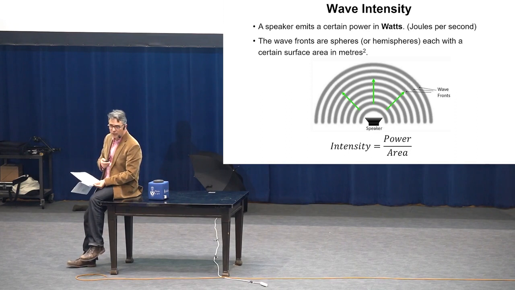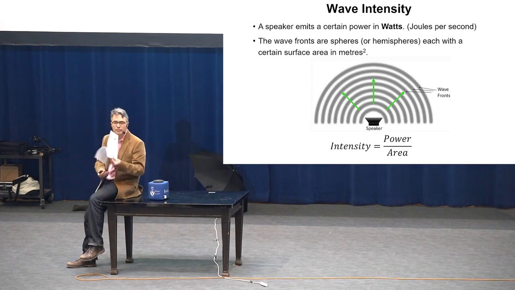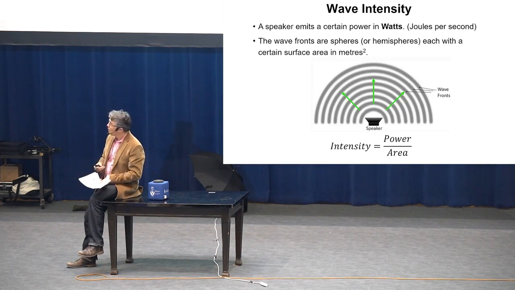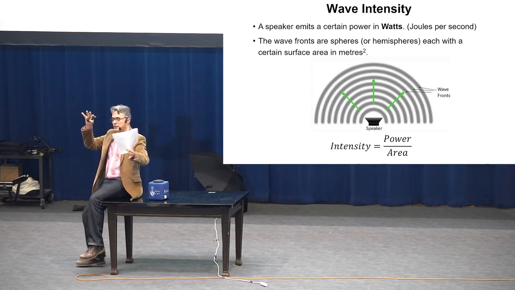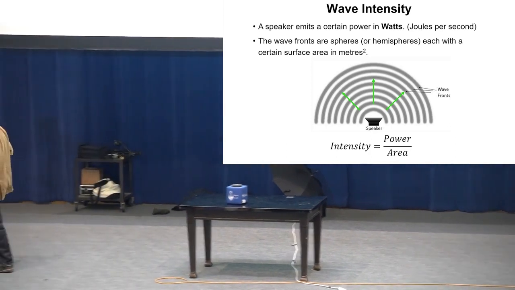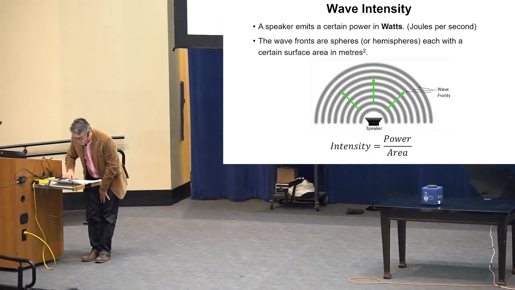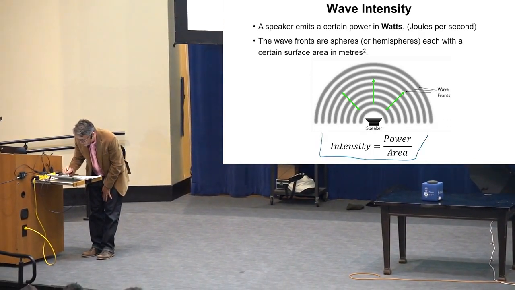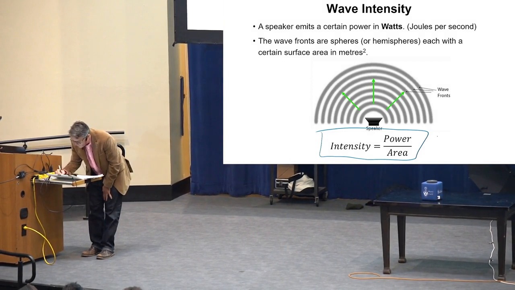If you have a speaker, its power is measured in watts, and it's putting out some energy. A watt, remember, is a joule per second, so it's putting some amount of energy per second out into the sound, into the air. Wave fronts are spheres, or maybe hemispheres in this case, if it's going off in one direction, if it's up against a wall. And if you have a hemisphere, its area is measured in meters squared. So we have a new quantity called intensity, which is power per area. And the units here are going to be watts per meter squared.